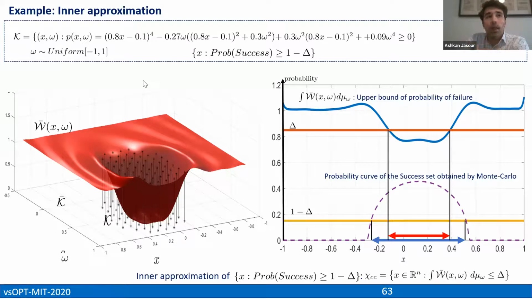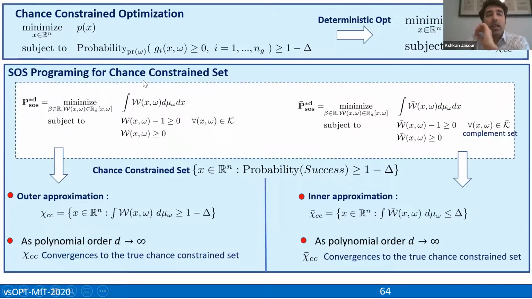So this summarizes the results for chance constraint optimization. To solve such chance constraint optimization, where we are trying to make sure that the probability of success is greater than 1 minus delta, we construct the sum of squares optimization by looking at the dual finite SDPs of the chance optimization. By solving these SOS, we are going to get polynomials, and the level sets of these polynomials are going to approximate the inner and outer approximations of the true chance constraint set.